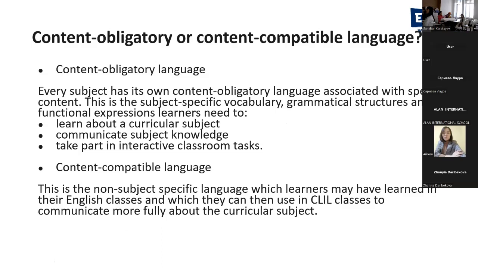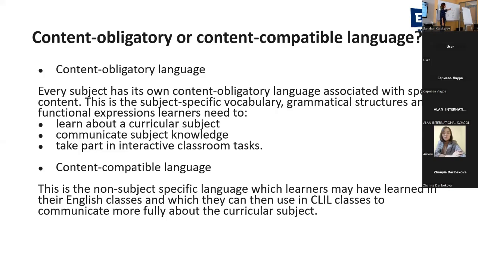So the first one is content obligatory language, the terms about our subjects, some terms which students need to learn and know. For example, let's take the same mnemonics, yes? If you look at these words, what type of words are these ones? My very educated mother just served us noodles. Is it content obligatory or content compatible words? These are compatible words, which means they can learn these words actually in English. They don't need science to learn these words, yes?